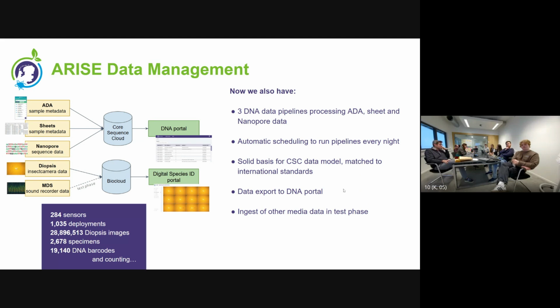I think we host now more than 28 million Diopsis insect images, but also the barcode number is going up. When I created this slide last week, I had 8,000 barcodes, and then it went up to 14,000 yesterday, and this morning it was 19,000. So we're crunching the data that's coming out of the nanopore pipeline through the core sequence cloud as we speak. The specimen numbers are still a bit low, but once the sheets are actually updated with proper numbers, not dozens, then that number will increase very soon as well.